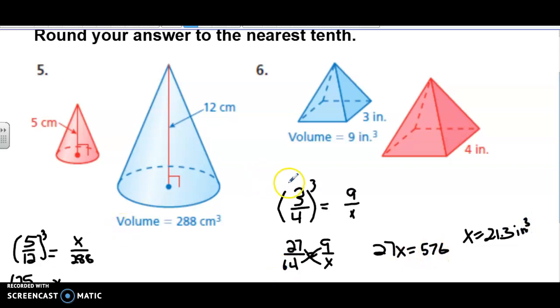All right, so that's how you find the volume of missing shapes. You take the ratio of the side lengths, and then you cube them and put them equal to the ratio of the volumes. So why don't you guys try out the problems. If you have any questions, attend an open meet or send me an email.